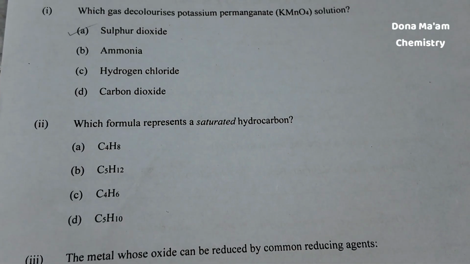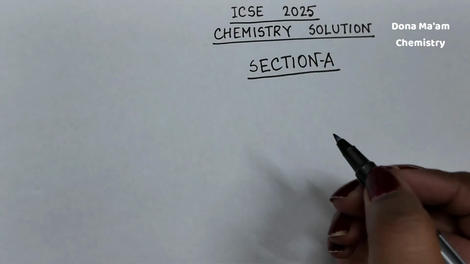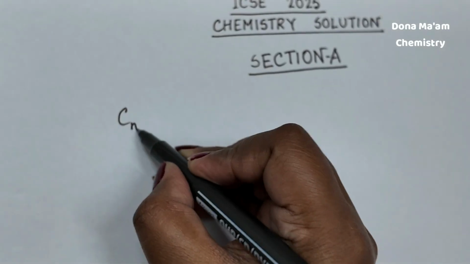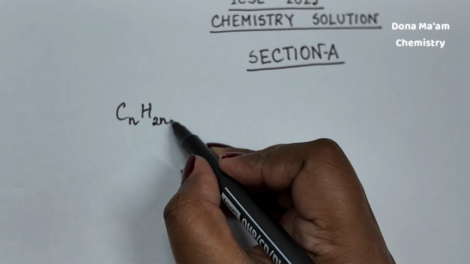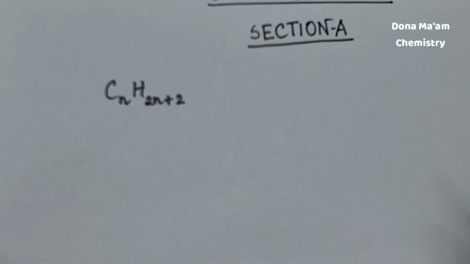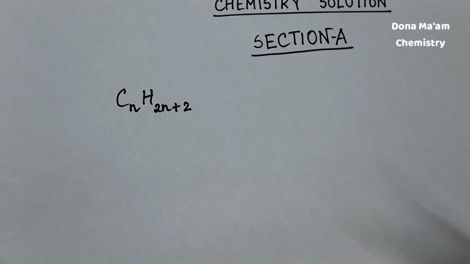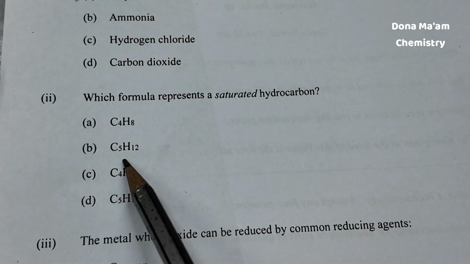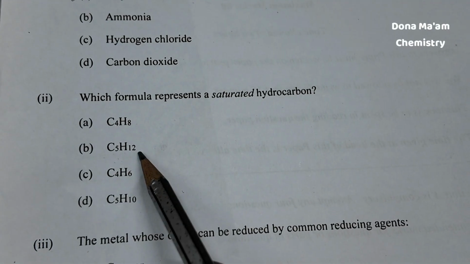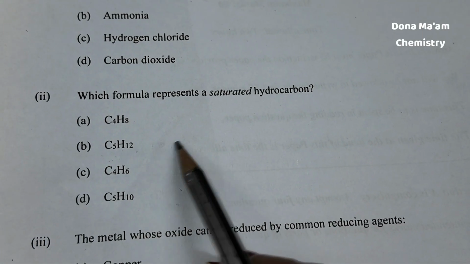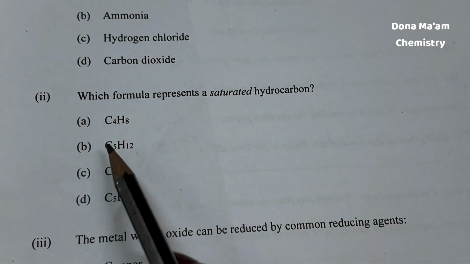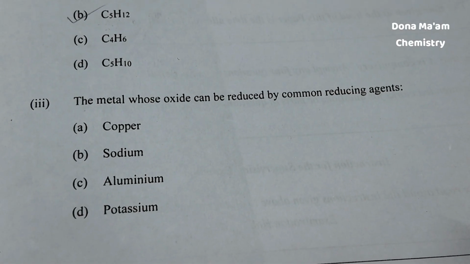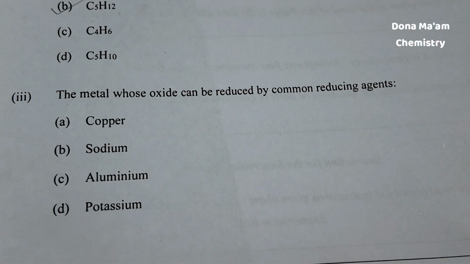Which formula represents saturated hydrocarbon? We all know saturated hydrocarbons have general formula CnH2n plus 2. That is the formula of alkanes. So according to the option, CnH2n, so twice of it. So according to the option, C5H12, 5 into 2, 10 plus 2. So C5H12 pentane is the answer. B.